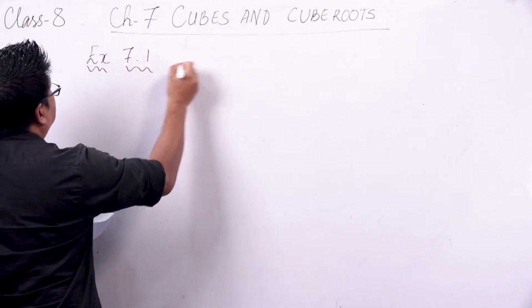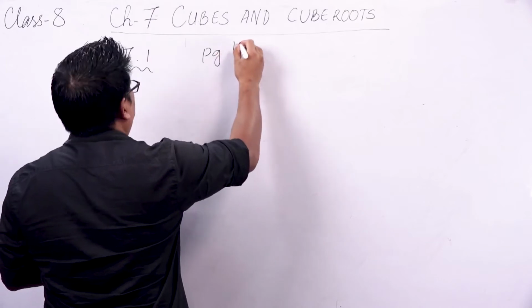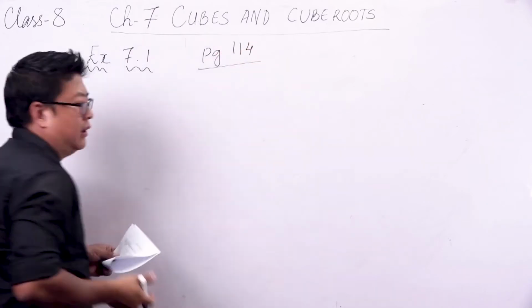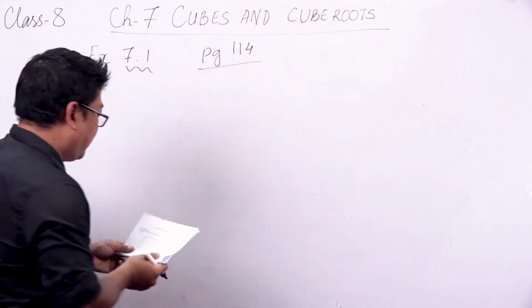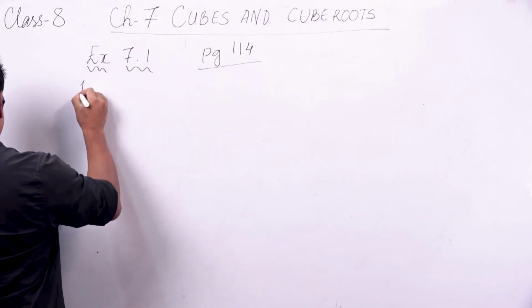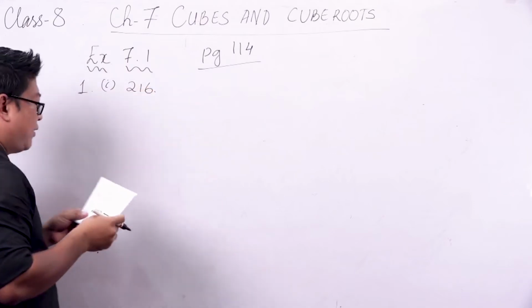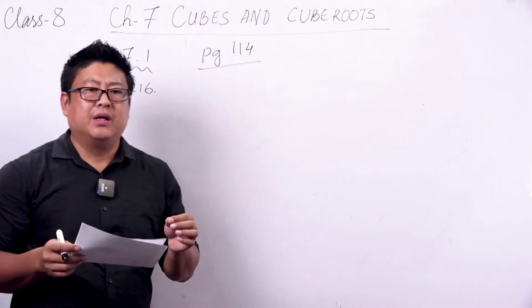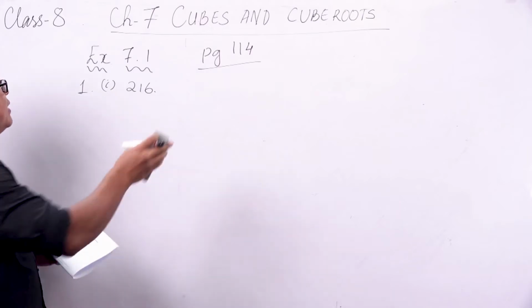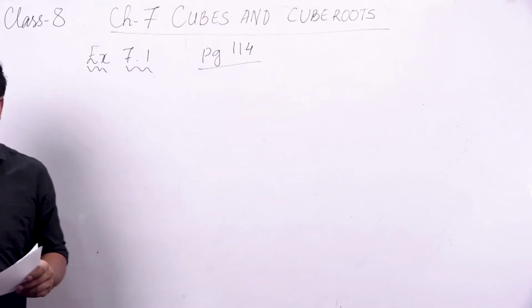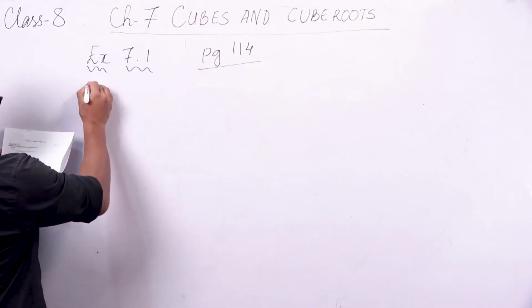Exercise 7.1 is on page number 114 of your textbook. All right children, so let's start with the first question. The question is, which of the following numbers are not perfect cubes? Now, a set of numbers is given.